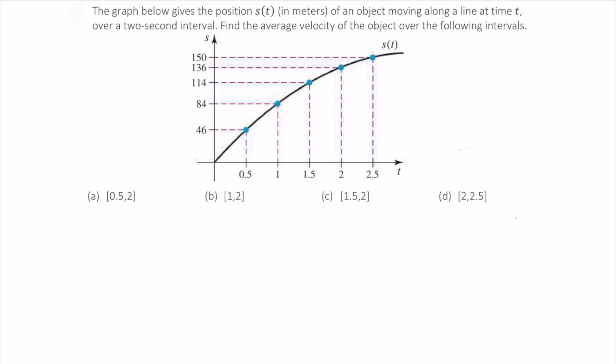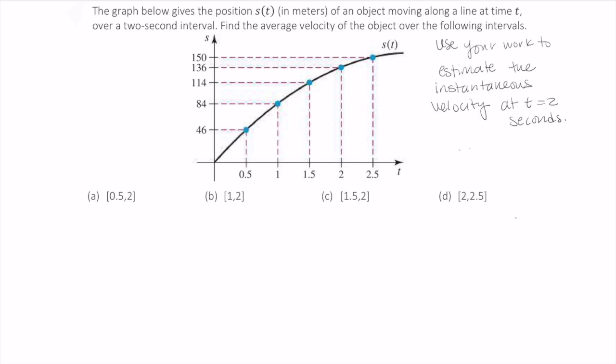Welcome. In this video, we're going to use the graph of a position function to estimate the average velocity over a few intervals that I've given you here. And then we're going to use this information to estimate the instantaneous velocity at t equals 2 seconds. So let's begin with part A.